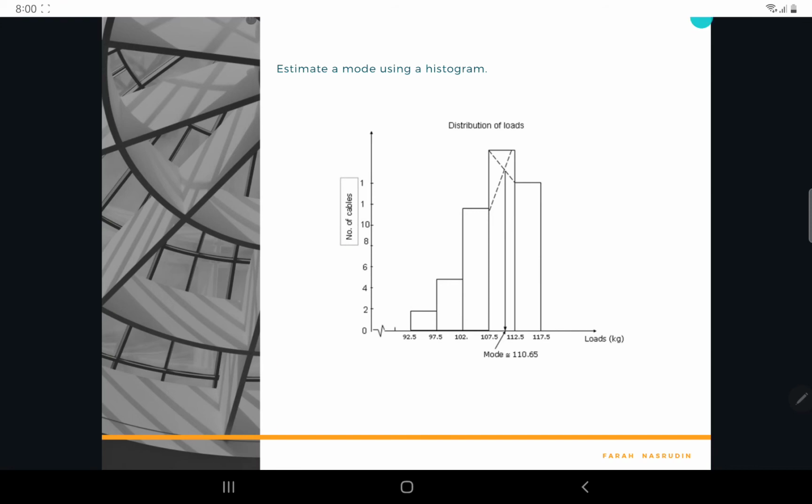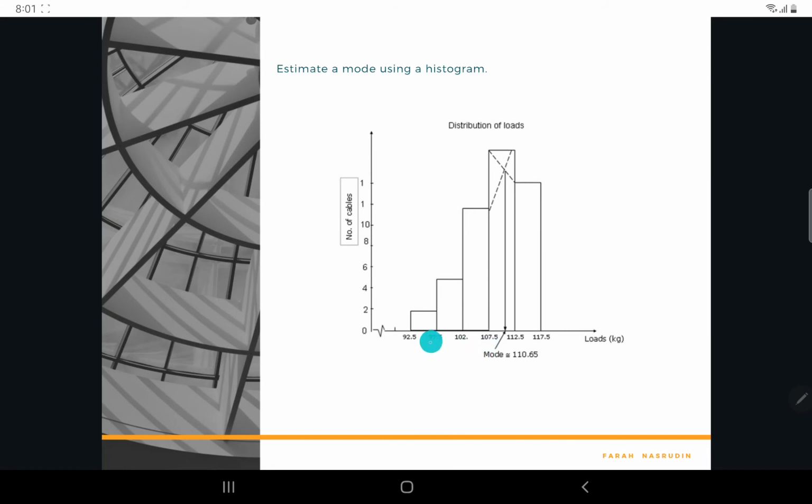Okay, the second one, to estimate the mode using histogram. I have taught you how to draw our histogram in our syllabus last week. So this is our histogram. So to estimate the mode using histogram, first you need to identify the mode class.